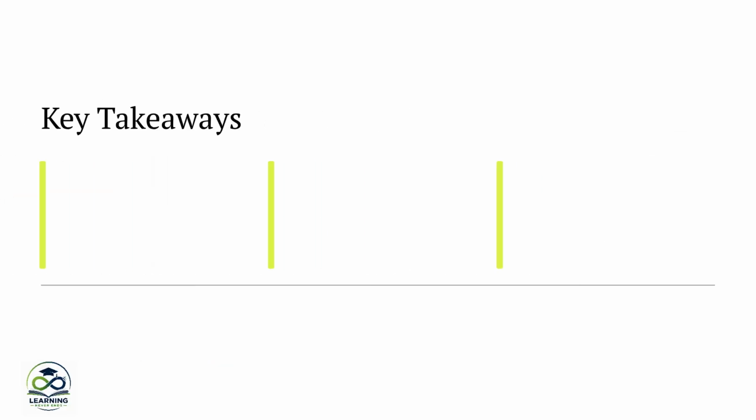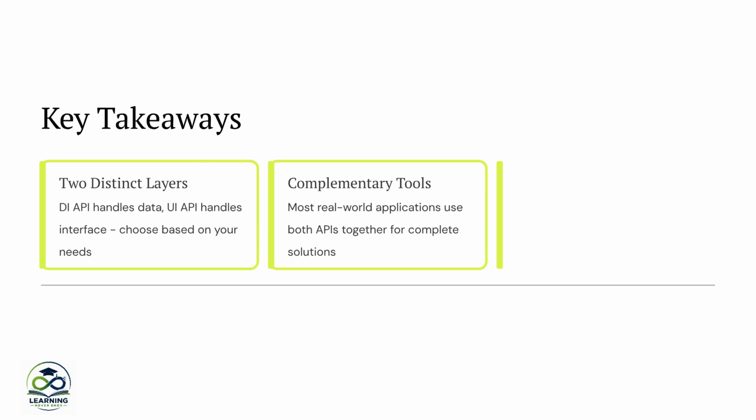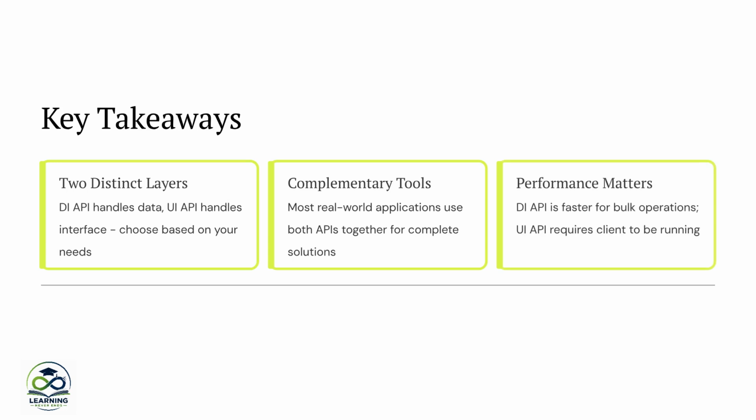The key takeaways are that DI API and UI API are two distinct layers, often used together as complementary tools. Remember that the DI API is faster for bulk operations, while the UI API requires the client to be running. Our next video will cover the required tools and installations to start our first add-on.